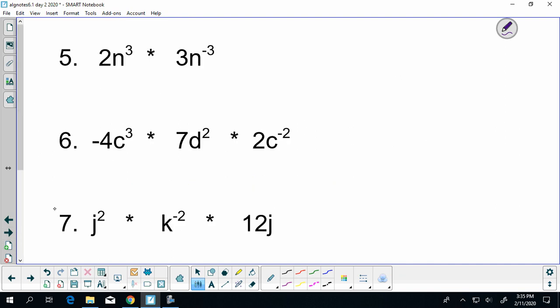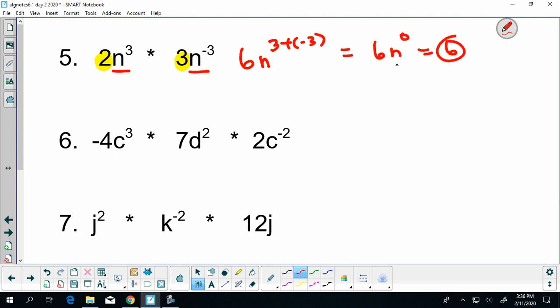Okay, I have a couple more here. I think I have one more slide of explaining. So we've got 2 times 3, which is 6. And those bases with the n's have the exact same power. So n to the 3 plus negative 3 is 6n to the 0, which is the same as just 6, because n to the 0 equals 1.